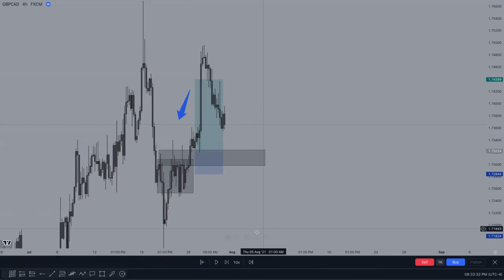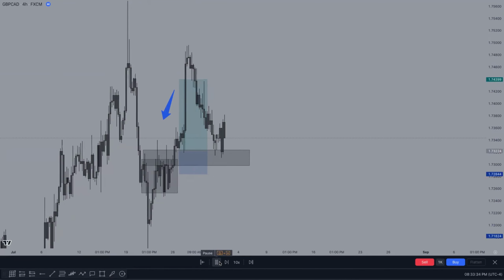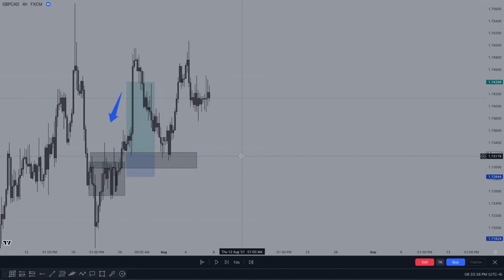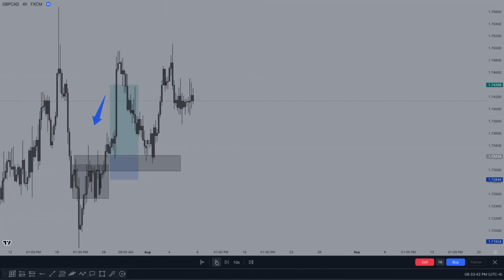Okay, so let me show you guys multiple examples of how this strategy works. I don't want to make this video too long. You can see price got back here and still rejected. So this works all the time, and like 90% of the time this works.